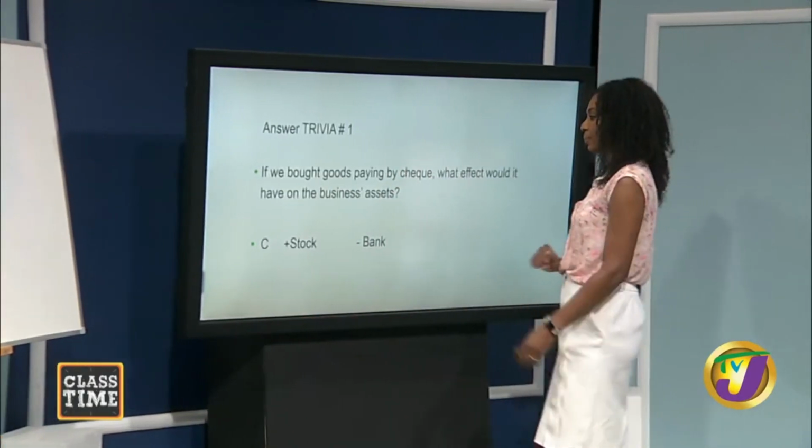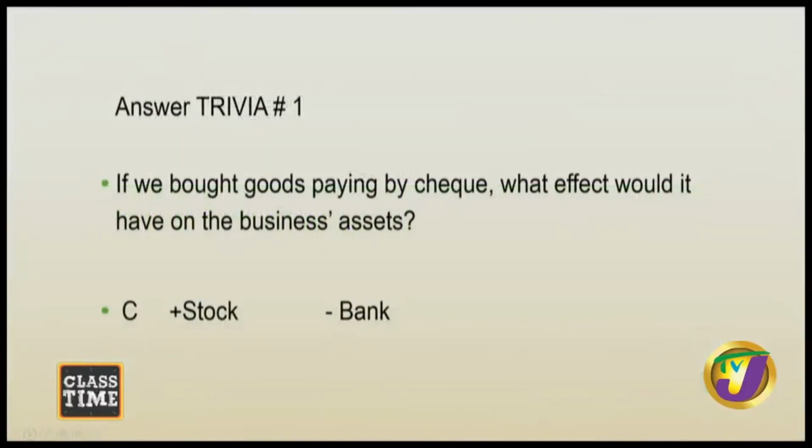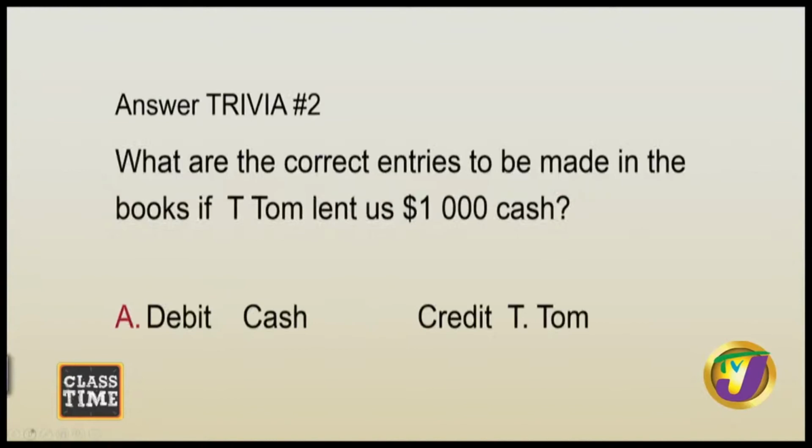All right. Here's the answer to trivia number 1. If we bought goods paying by check, what effect would it have on the business assets? Of course, it would increase our stock and decrease our bank balance. And the answer to trivia number 2. What are the correct entries to be made in the books if Tom lent us $1,000? Debit cash, credit Tom.